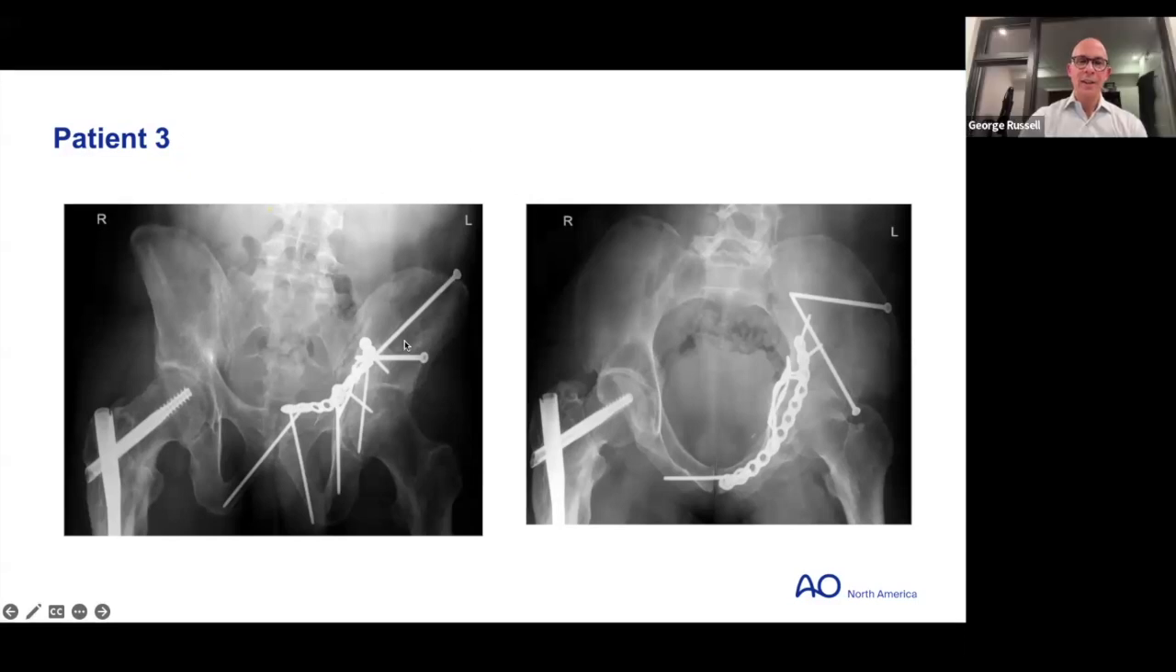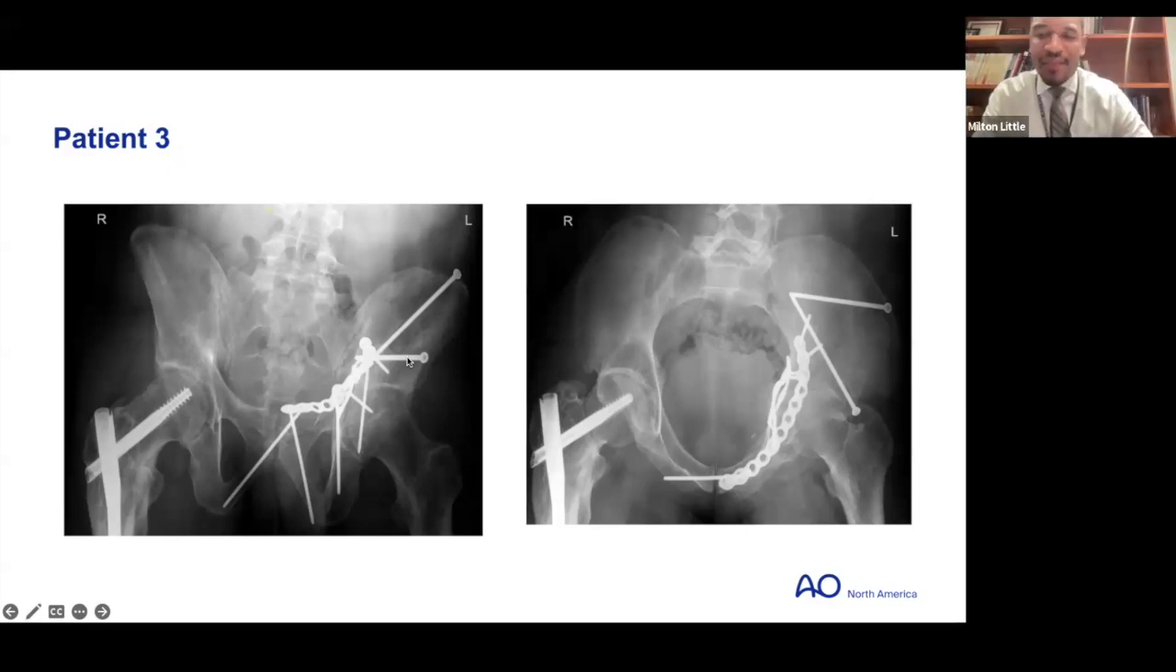Excellent. One other question, one other comment. I know we had mentioned talking about post-operative CT scans. Are you guys getting them on your acetabulums every time, sometimes, rarely?